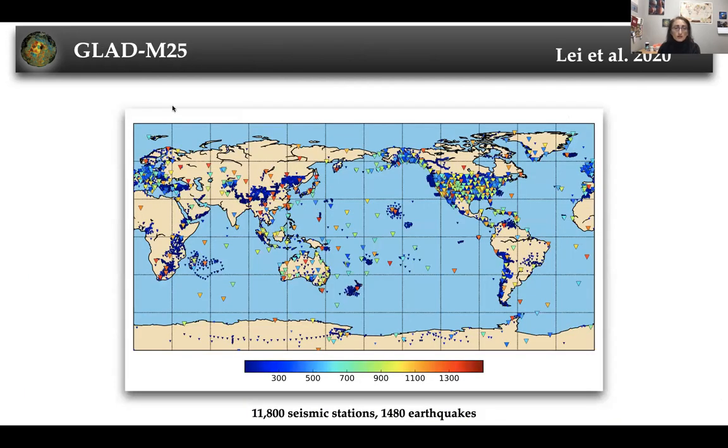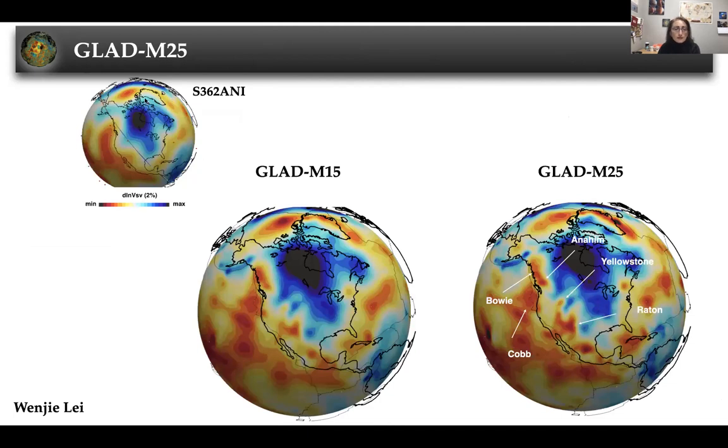Okay, so as I said, in GLAD M25 there is much more data, recorded by more than 11,000 seismic stations and 1,480 earthquakes. This shows the distribution of seismic stations. And this is again the starting model S362ANI. You are looking at North America, and this is GLAD M15, and this is GLAD M25, where GLAD M15 was the starting model of GLAD M25.